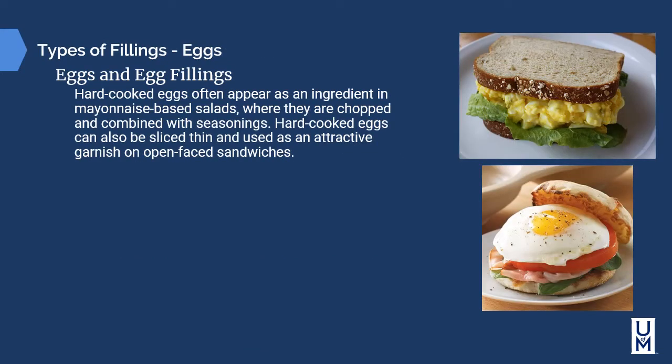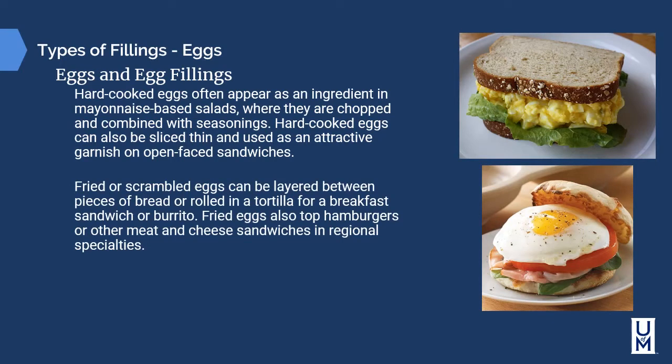Eggs and egg fillings. Hard-cooked eggs often appear as an ingredient in mayonnaise-based salads. They are either chopped up and combined with seasonings. Hard-cooked eggs can also be sliced thin and used as an attractive garnish on open-faced sandwiches.